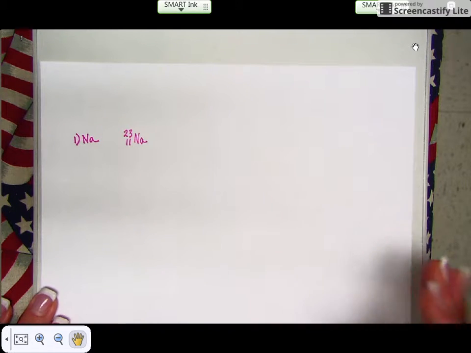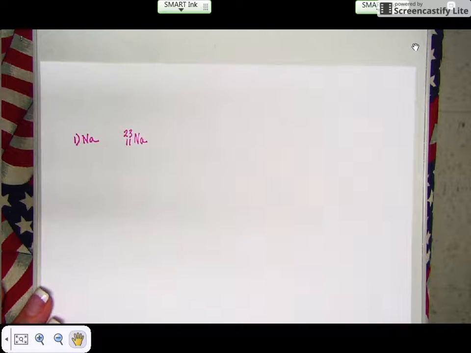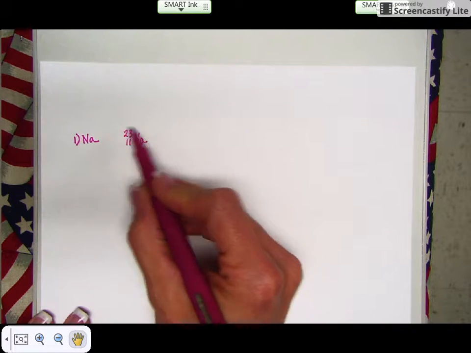All right, let's look at a couple more examples of how to draw Bohr models, just for any of you that may still be a little bit confused about how to do that. So I'm going to start off with sodium. And I've given you the nuclear notation.